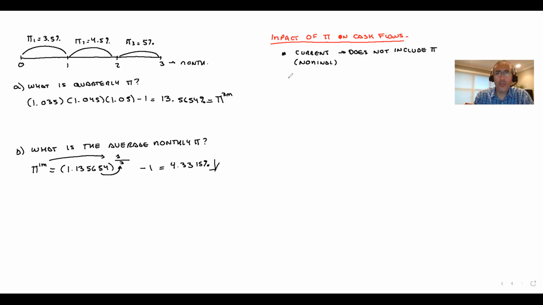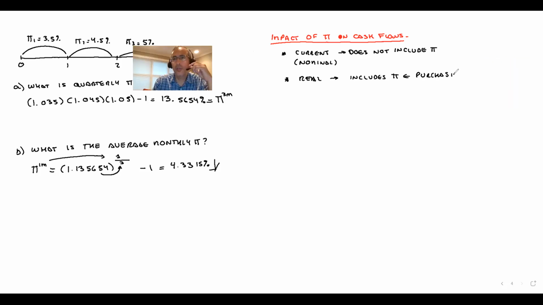When you want to include the value of money in what you're talking about, this is called real terms. Okay, so real terms includes the effect of inflation. So basically here we're talking about purchasing power. So what is the real value of my money? Okay. Now, in terms of cash flows, guys, let me move to a new page, so I can use a complete page.